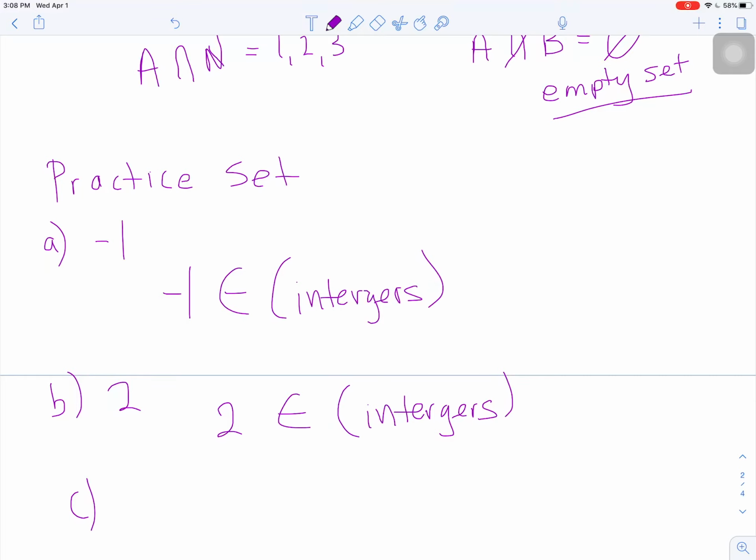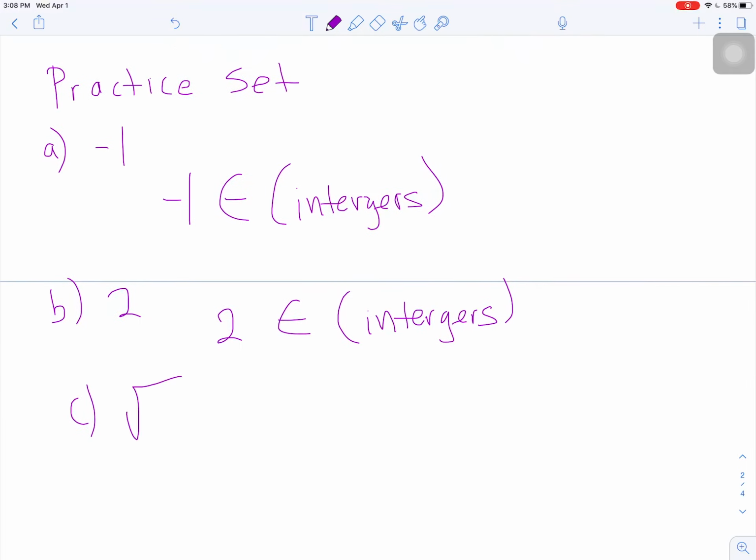C is asking us, how about the square root of 3? Well, we know that the square root of 3 does not give you an integer. It gives you a number between 1 and 2. So that's not going to be an integer. Integers are negative or positive numbers. So the square root of 3 is not an element of integers.